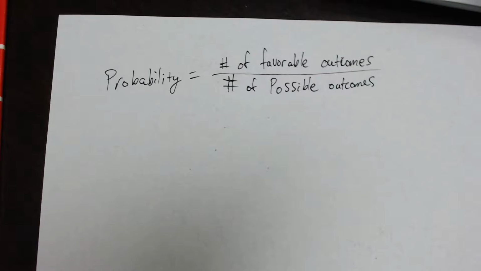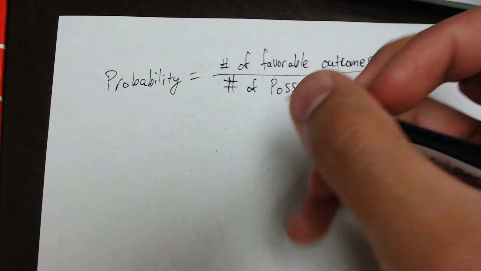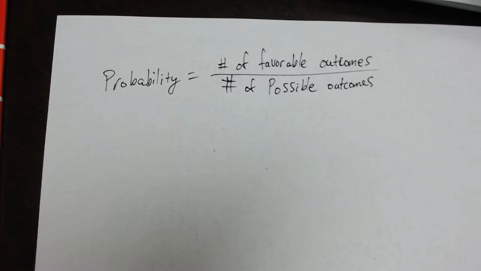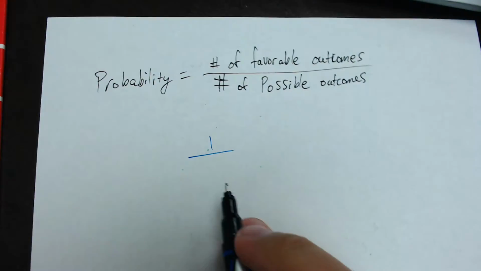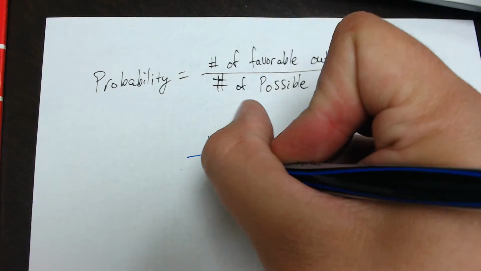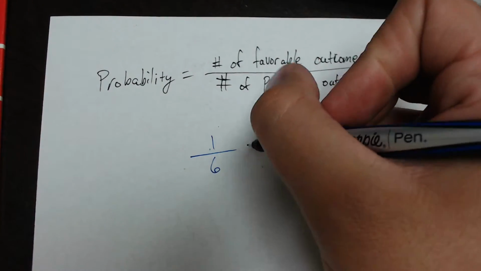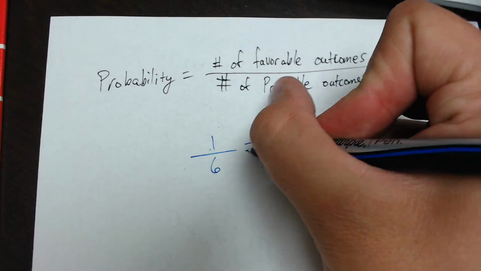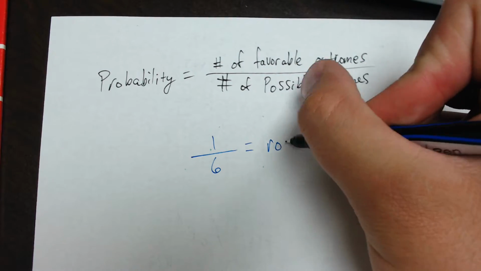Okay, so let's just use a dice. Let's say we roll a 6-sided dice, and we want to know what's the probability of us rolling the number 3. Well, the number of favorable outcomes in that scenario is 1, because there's only one number 3 on a 6-sided dice. So one favorable outcome. Number of possible outcomes, it's a 6-sided dice, so there's 6 possibilities. So the probability of rolling a 3 is 1 to 6.